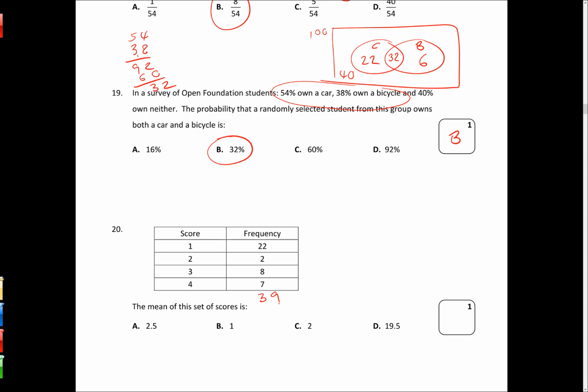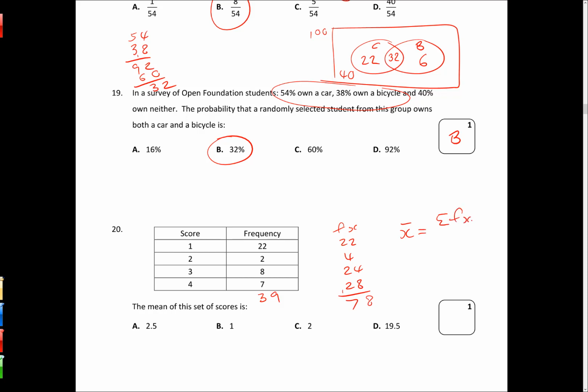What do they add up to? Well, not just the sum of the score column, I do an FX column. 22 ones makes 22. 2 twos makes 4. 8 threes makes 24. And 7 fours make 28. So if I add these up, the FX column will tell me the sum of all the scores I've got. Well, I've got 22 and 4 is 26, plus 24 is 50, plus 28 is 78.